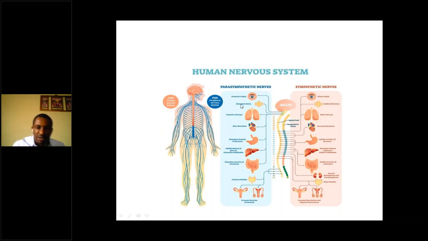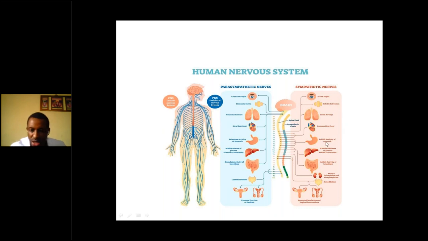They are the peripheral nervous system. So we talked about the parasympathetic nerve and the sympathetic nerve. We say sympathetic is for flight and fight. Parasympathetic is for relaxation. So what are those things? Dilating your eye, inhibiting salivation, relax airway, increases heart rate.